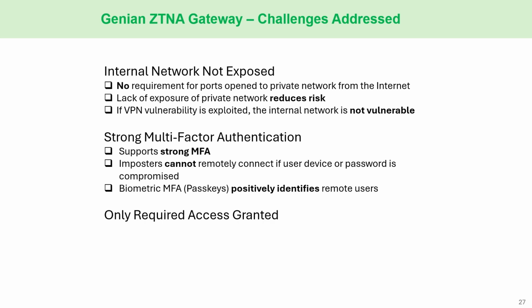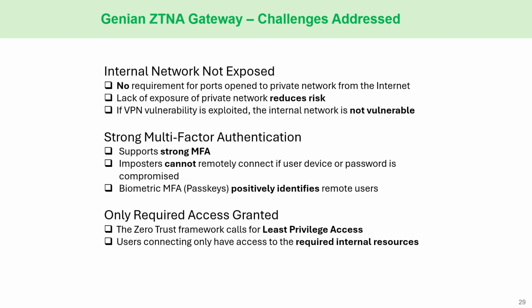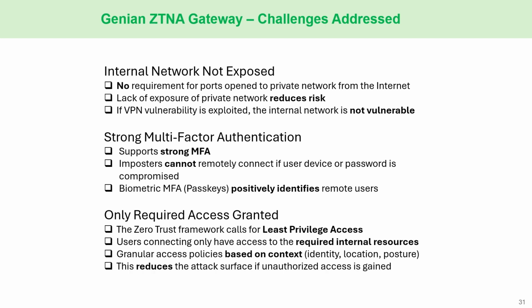And finally, only the required access is granted. Following the guidelines in the Zero Trust framework, Genian ZTNA implements least privilege access. This means users connecting only have access to the internal resources required to perform their work. Additionally, granular access policies are applied based on context, such as identity, location, and security posture status. By implementing least privilege access, the potential attack surface is greatly reduced in the event unauthorized access is somehow gained.